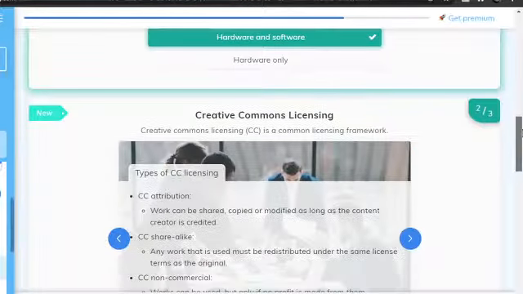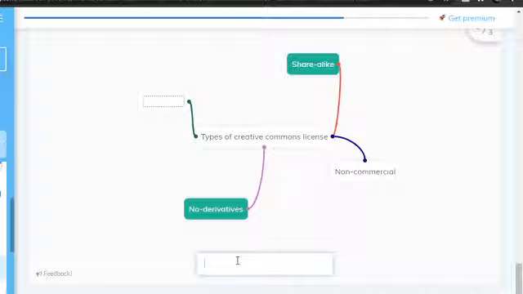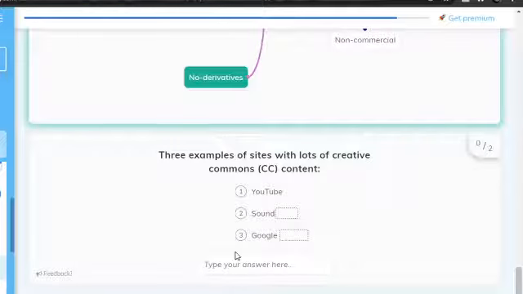Share alike, attribution would be the other one. So three common examples of sites would be YouTube, SoundCloud, and Google Images.